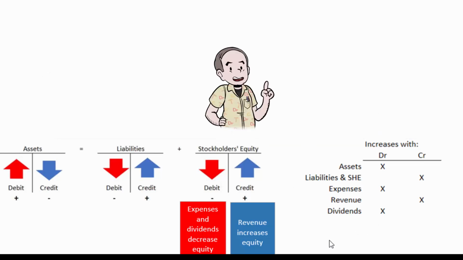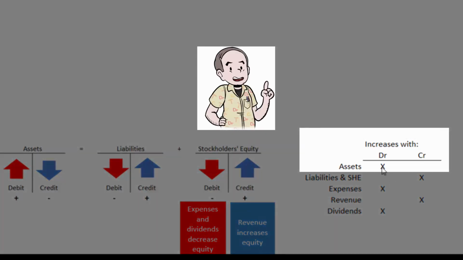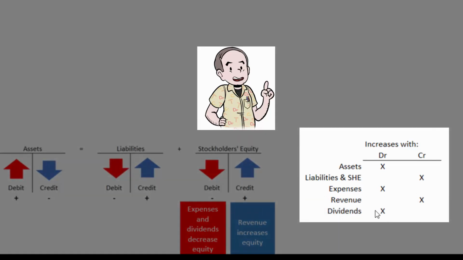Or you can draw this little chart up and remind yourself that assets increase with debits. That's easy to remember because assets are on the left-hand side of the balance sheet and debit means left. Liabilities and shareholders' equity increase with credits. That's easy to remember because those accounts are on the right-hand side of the balance sheet and credit means right. Expenses are debits, expenses are debits, expenses are debits. And revenue, which is the opposite of expenses, must increase with credits. Finally, dividend starts with D, and that reminds us that we record those with debits.